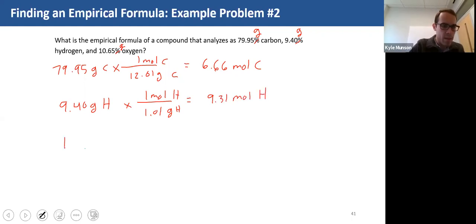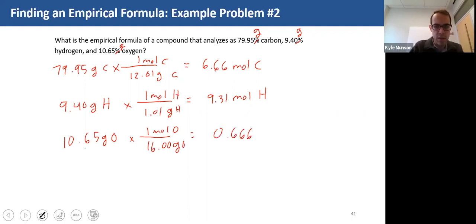Okay, and then 10.65 grams of oxygen times 1 mole of oxygen over 16.00 grams of oxygen, which equals 0.666 moles of oxygen. Okay, so now from this place, similar to before, we're going to divide everything by the smallest number. So divide everything by 0.666.